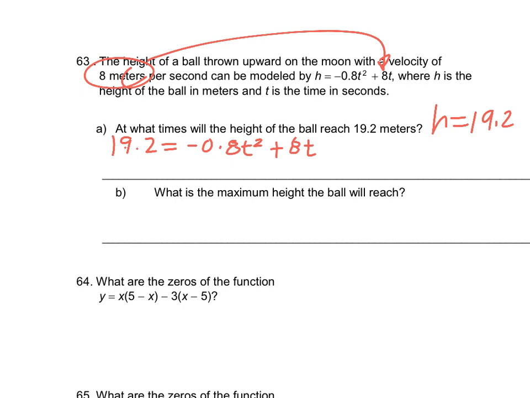So first of all, we need to get this into standard form. So I'm going to move the 0.8 over to the other side. So I'm going to get 0.8t squared minus 8t plus the 19.2 that's there equals 0.